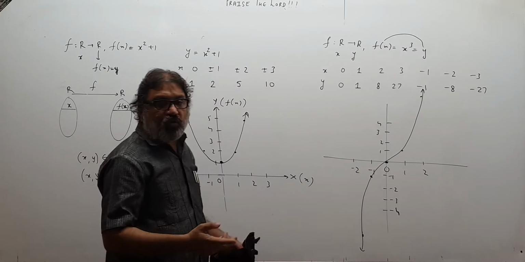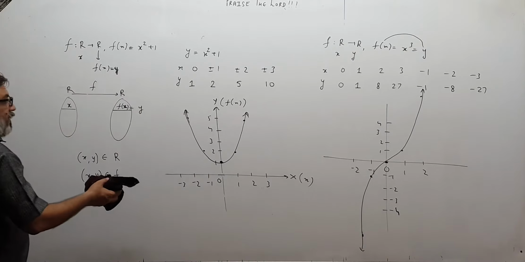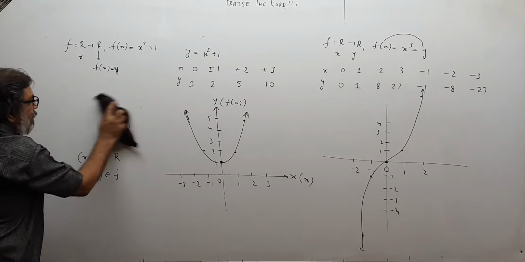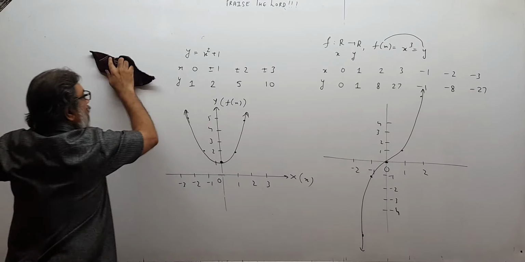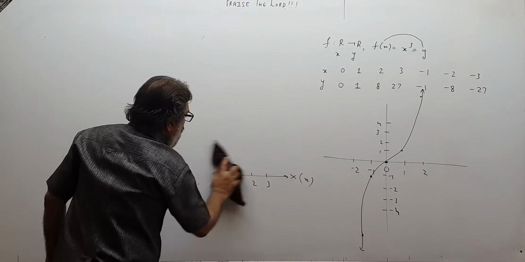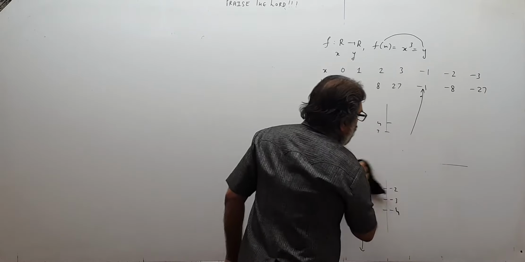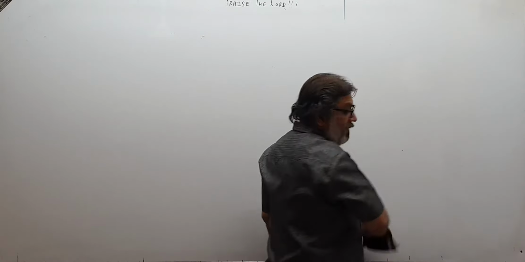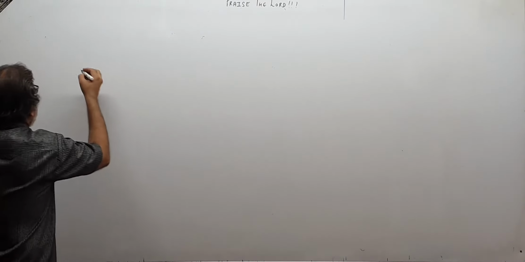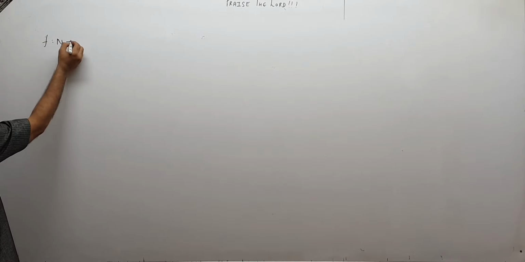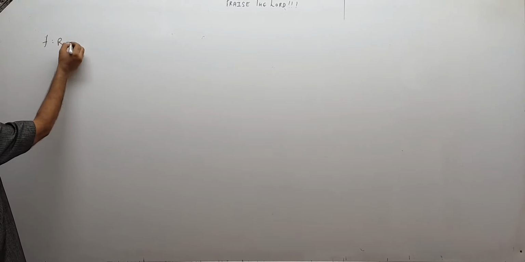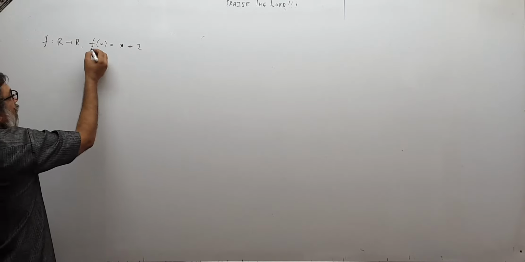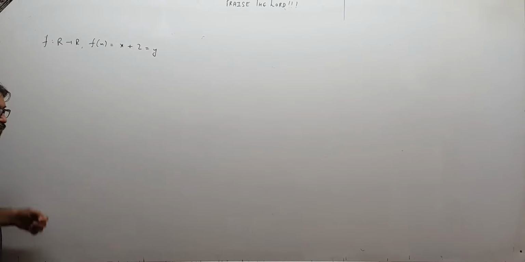Like this, you should learn to draw graphs. Few more I will draw. Please copy these. I'll draw a few more graphs for you to make you understand. So then, if f is a function from R to R, and supposing f(x) is x plus 2, f(x) means y, so y equal to x plus 2.